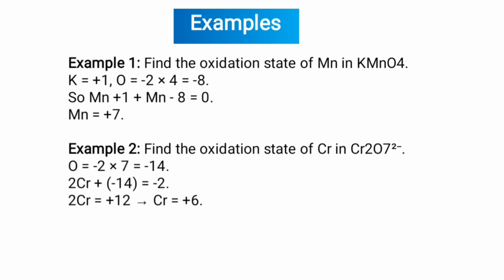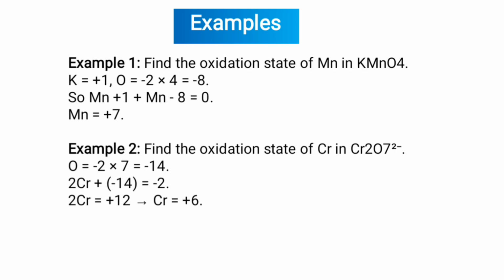Now examples. Example 1, find the oxidation state of manganese in KMnO4. So K is equal to +1 and O is equal to -2 multiplied by 4, which is equal to -8. So +1 plus manganese plus -8 is equal to 0. So manganese is equal to +7.